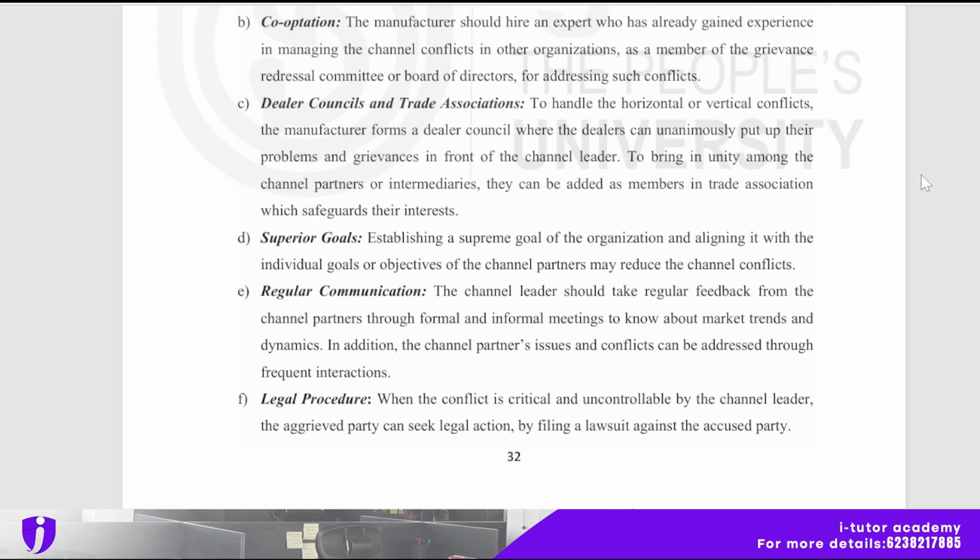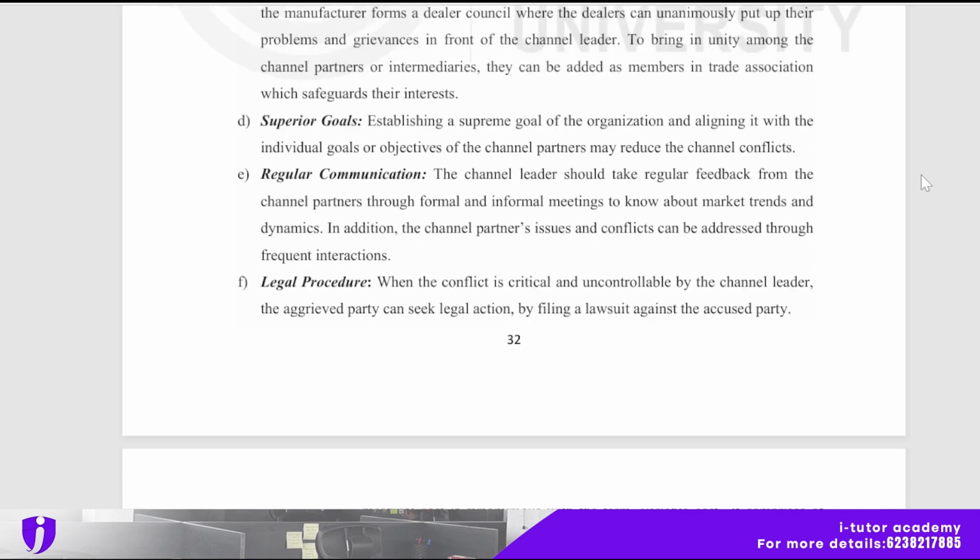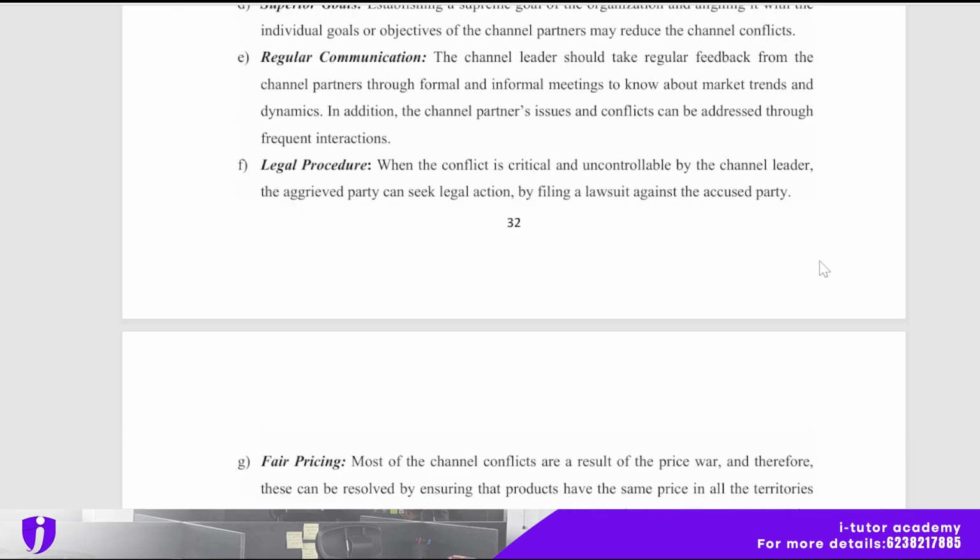Dealer council and trade association. To handle the horizontal or vertical conflicts, the manufacturer forms a dealer council where the dealers can unanimously put up their problems and grievances in front of the channel leader. And next is superior goals. Establishing a supreme goal of the organization and aligning it with the individual goals or objectives of the channel partners may reduce the channel conflicts. Regular communication: the channel leader should take regular feedback from the channel partners through formal and informal meetings to know about market trends and dynamics. In addition, the channel partners' issues and conflicts can be addressed through frequent interaction.